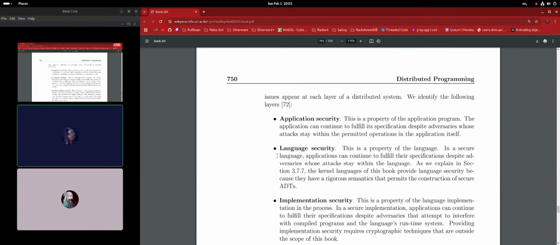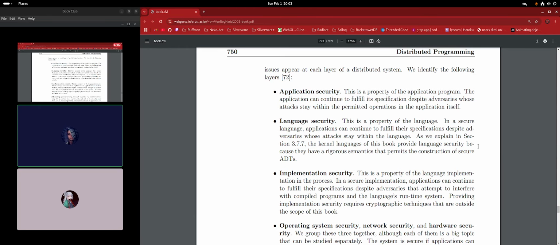So first, the outer layer of the onion, the application security. This is a property of the application program. The application can continue to fulfill its specification despite the adversaries whose attacks lie within the permitted operations in the application itself. So this would be, I don't know, the JavaScript of the website. Not only the JavaScript, but also all of the communication with the backend and how you can access the backend resources through the browser. All of that is application layer.